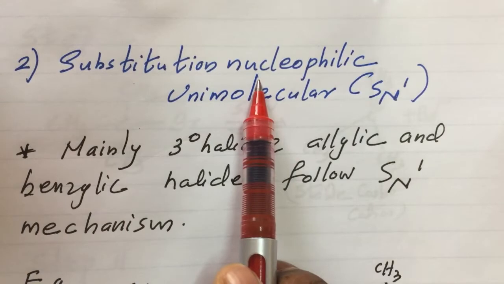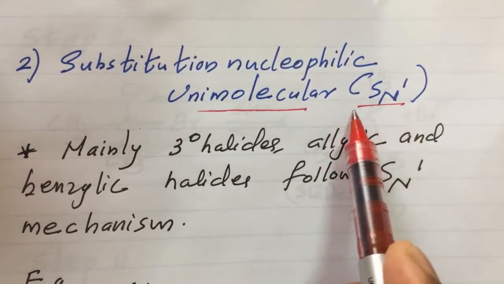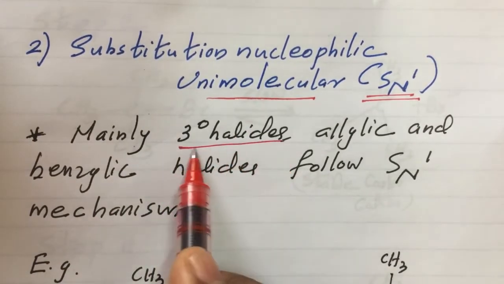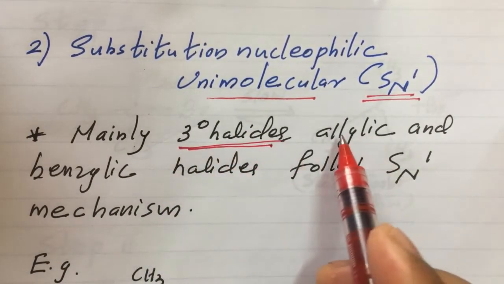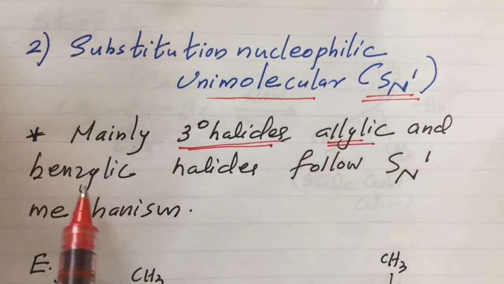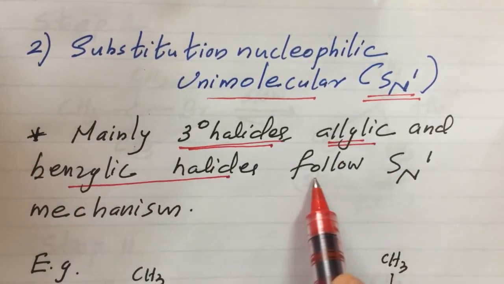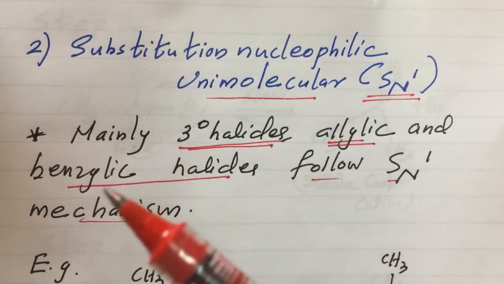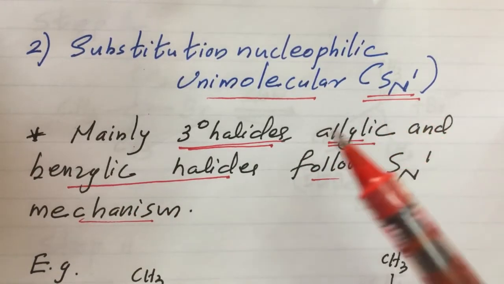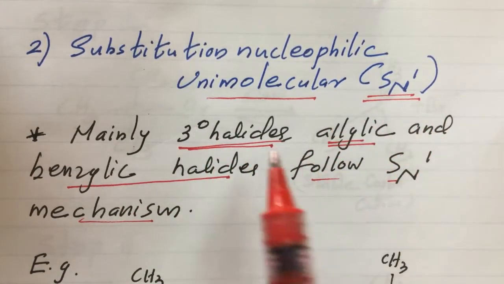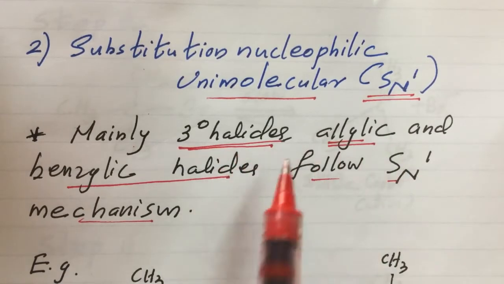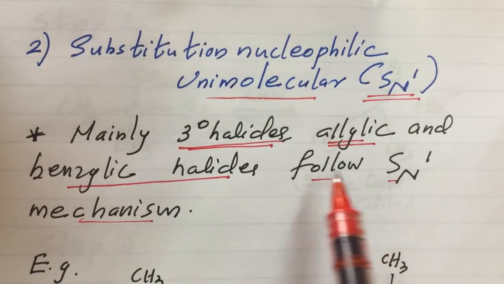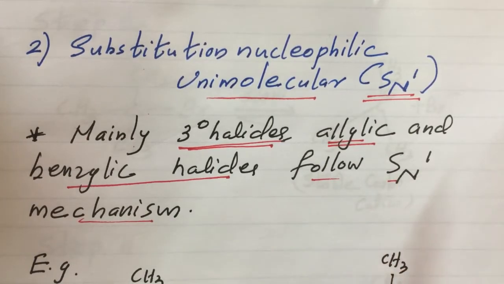Substitution nucleophilic unimolecular, the SN1 mechanism. Mainly tertiary alkyl halides, allylic halides and benzylic halides follow the SN1 mechanism, and other halides prefer the SN2 mechanism for nucleophilic substitution. So tertiary, allylic and benzylic halides prefer the SN1 method for nucleophilic substitution reactions.